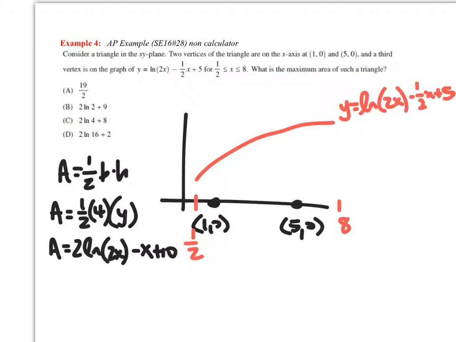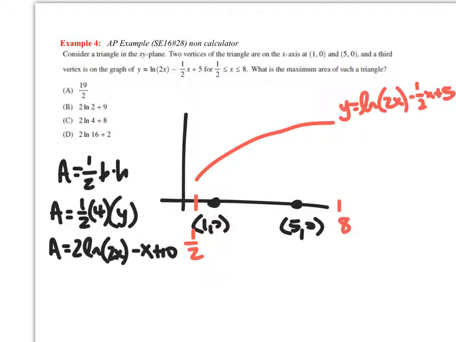Okay, so in this AP example, it says consider a triangle on an XY plane. Two vertices of the triangle are on the x-axis at (1, 0) and (5, 0), and the third vertex is going to be somewhere along this curve here, on this domain of 1/2 to 8. That curve is given by the following equation. So we want to maximize the area of that triangle, choosing a point somewhere on that curve.